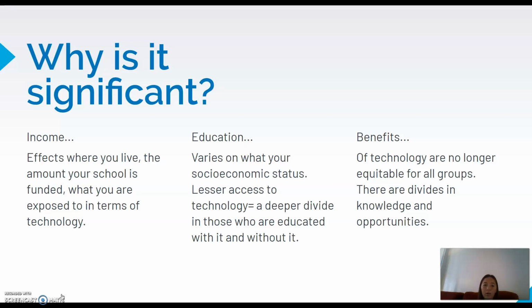So it often will vary on your socioeconomic status, and the lesser access you have to technology, the deeper the divide will become in digital literacy from those who are more well funded in their schools that have access to technology than to those who don't. I would love for the benefits of technology to be equitable for all groups and not only for those who are funded enough to purchase it.